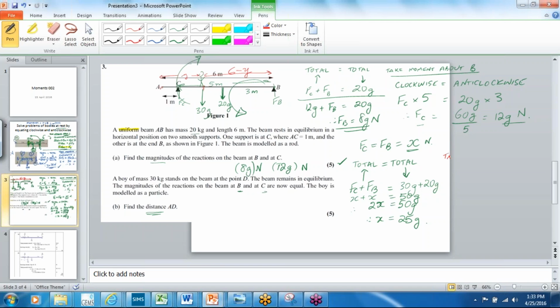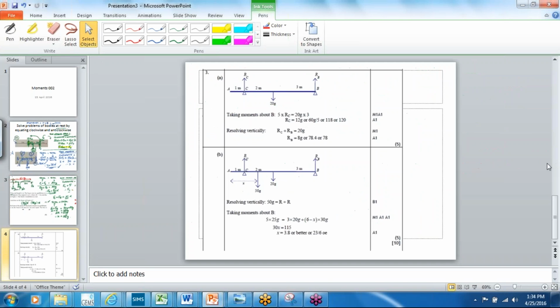Let's take moments about, where would we want to take moments about? Well, where's the unknown? We won't take moments about the boy, or could we? Well, I don't think it matters, because the only unknown is y. So let's take moments about B again, and that means that the clockwise will equal the anti-clockwise. Let's see what happens. Y should be the only variable.